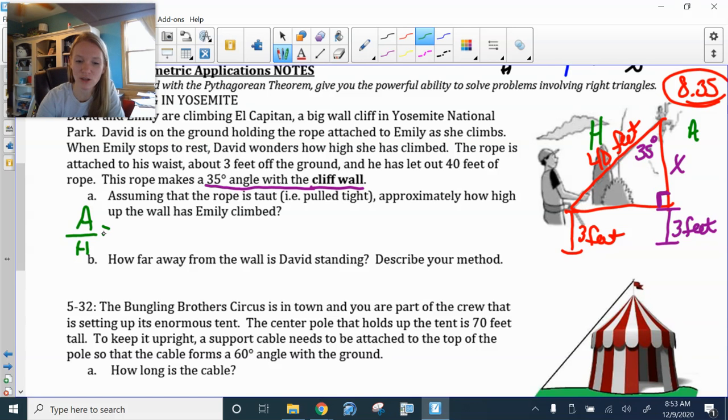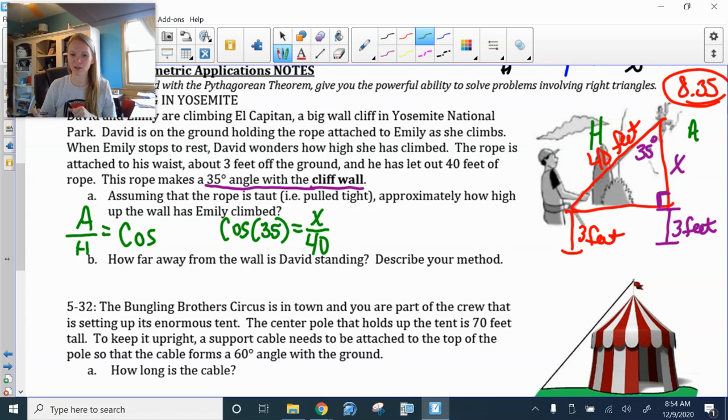So if I'm using A with H, that's going to be cosine. Okay? The more you do it, the easier it gets. So if I'm using cosine, I know the angle, so the angle goes next to cosine. So cosine of 35 equals our adjacent has to go on top, and the hypotenuse has to go on the bottom. So A would be our side that we're looking for, and our hypotenuse would be our 40.